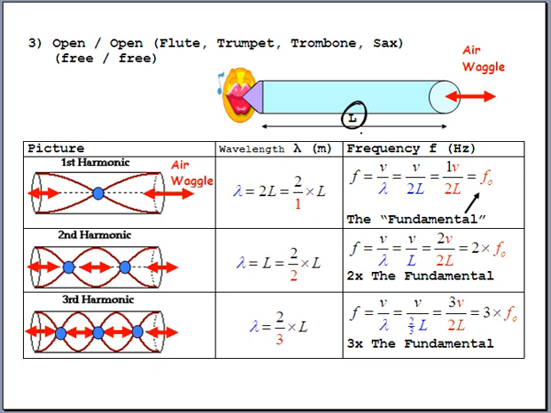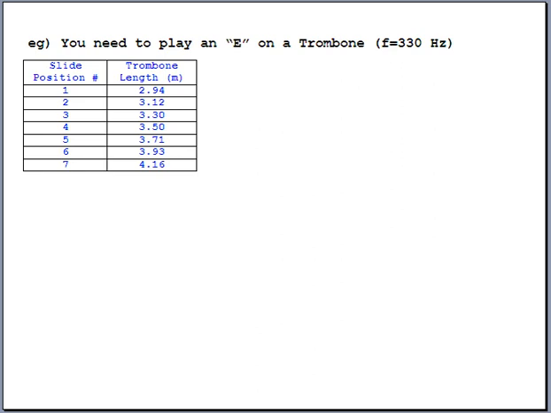So they've got a few different tricks they can do to change the note they're playing. Let's try this out with one last example, to see if we can find how a trombone player can play a fairly high E, which is up at around 330 hertz.